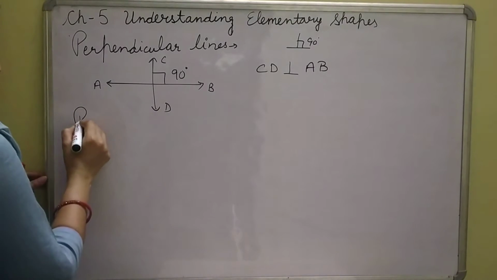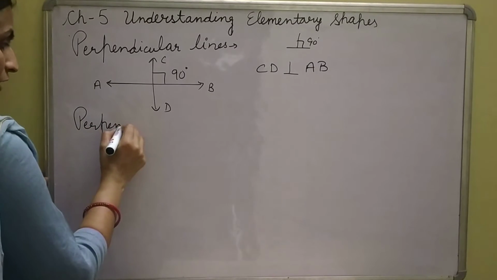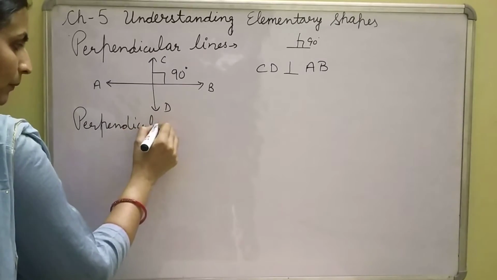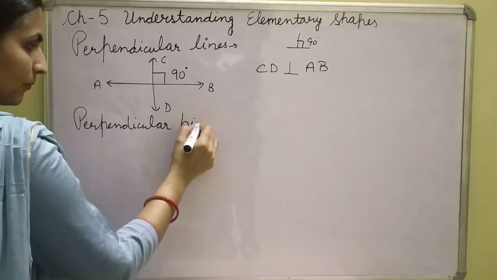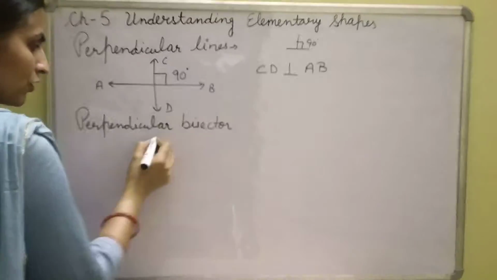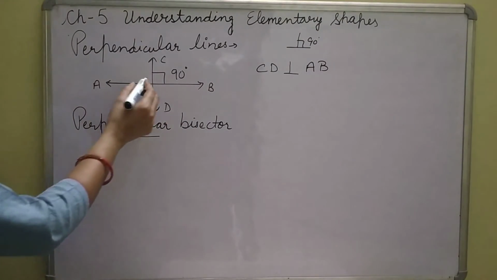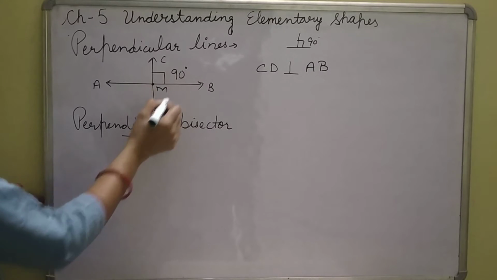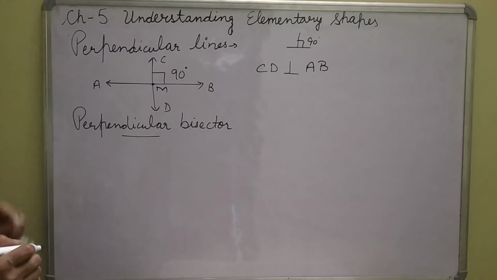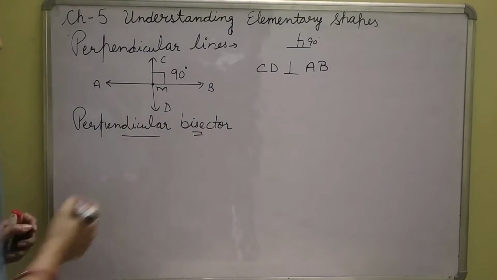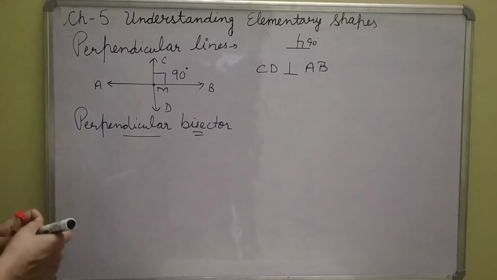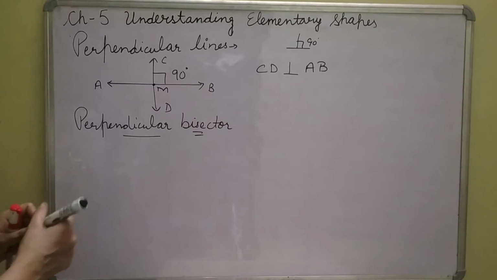Now second thing is perpendicular bisector. So perpendicular, two lines crossing each other, intersecting each other at a point and forming an angle of 90 degree. So that is perpendicular. Now what do we mean by bisector? Bisector means when it divides into two equal parts.